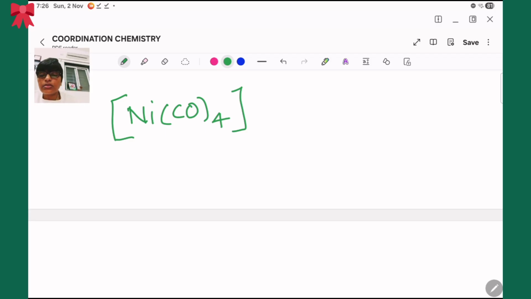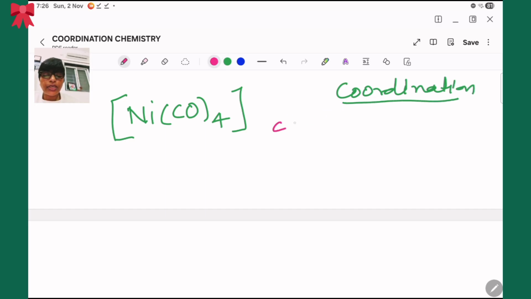So this is tetracarbonyl nickel. In this, children, you can see that there is no cation or anion, but this entire species itself is a neutral coordination compound. So basically, coordination compounds can be of three different types. I'll just give you an idea.